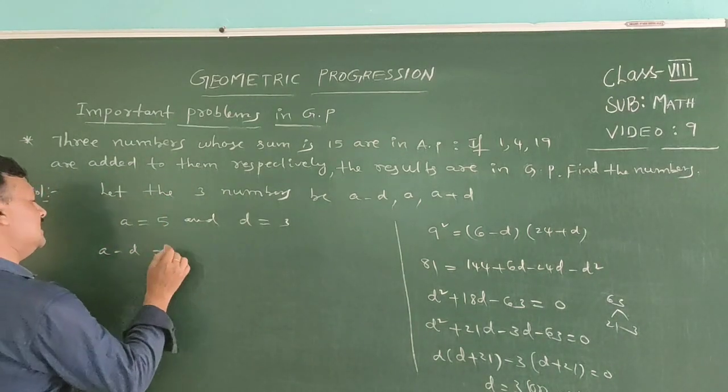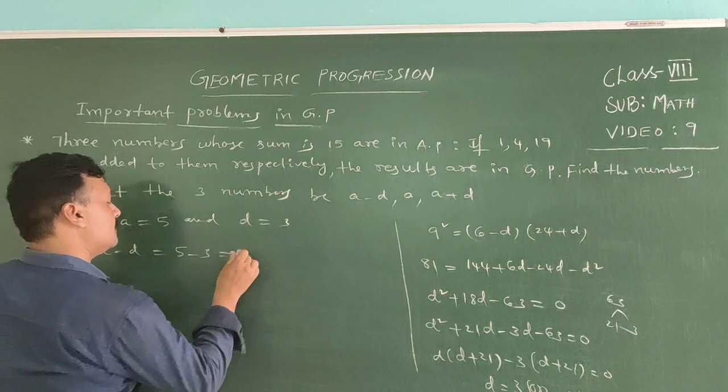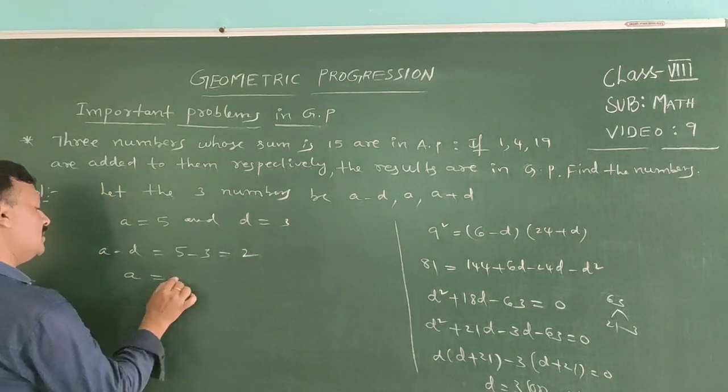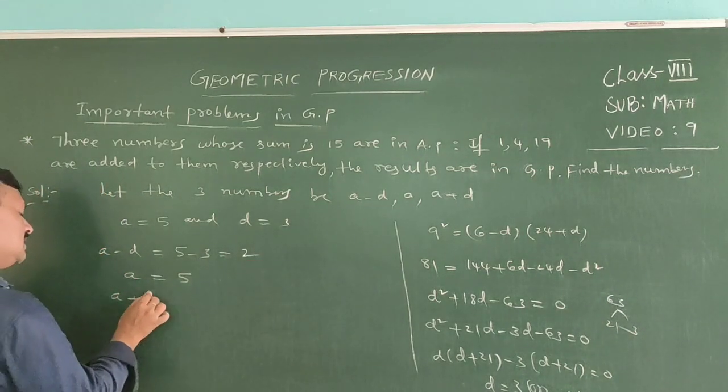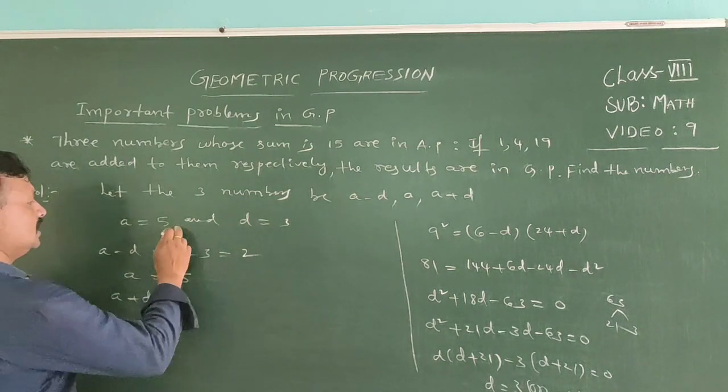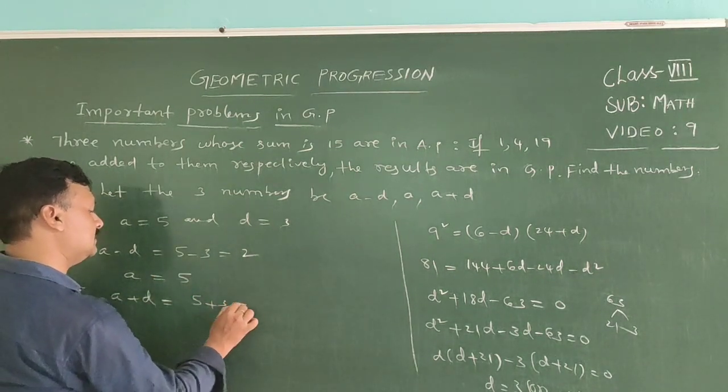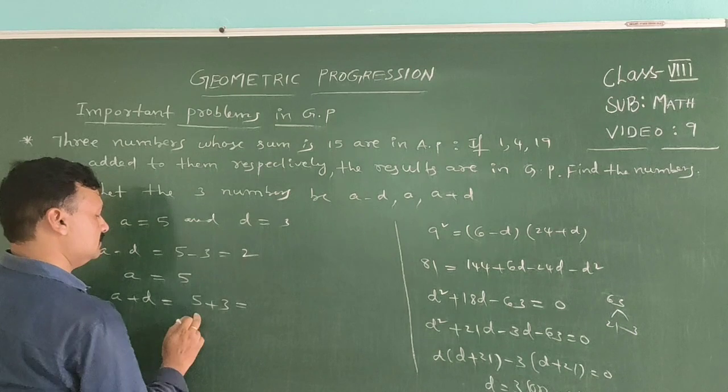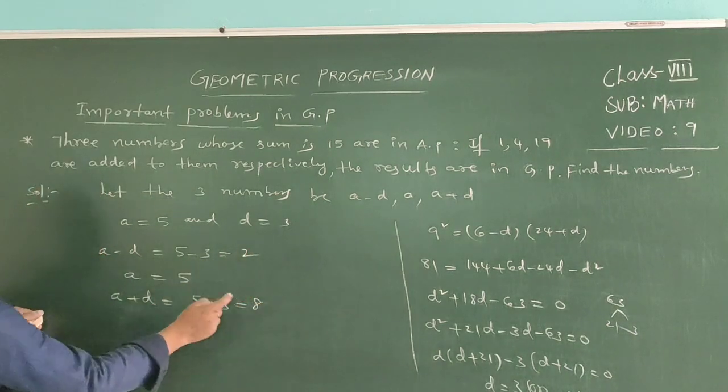Here a minus d means 5 minus 3 equals 2. a means 5. a plus d equals 5 plus 3 equals 8. So the numbers are 2, 5 and 8.